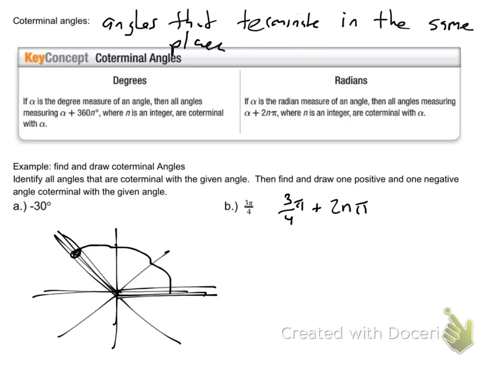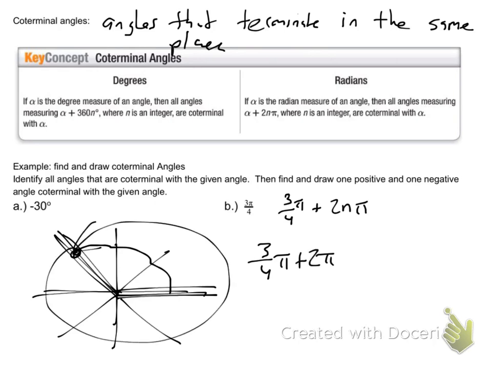Now, if I want to find a positive coterminal angle, I just need to add 2 pi to that. That's one option. Put n is 1. So what is 3/4 pi plus 2 pi? Well, first of all, that's just around the circle one more time. Boom, there I am. I'm in the exact same location. But what would it look like in terms of pi? The reason I skipped over degrees is because I can add 360 to negative 30. I'm fine.